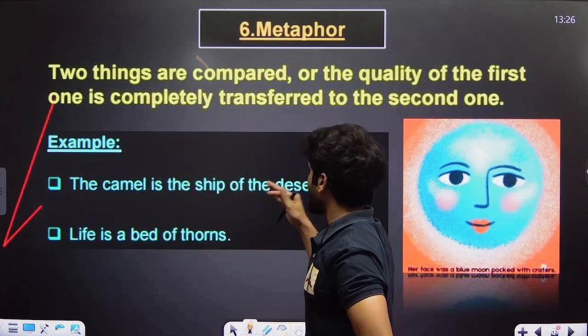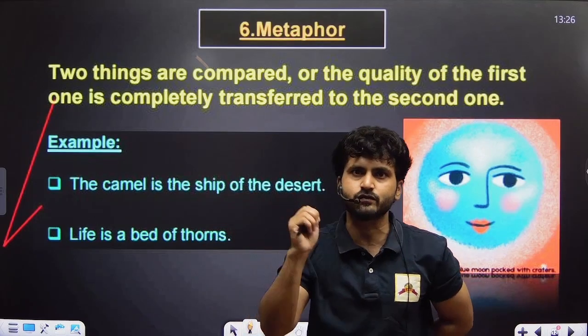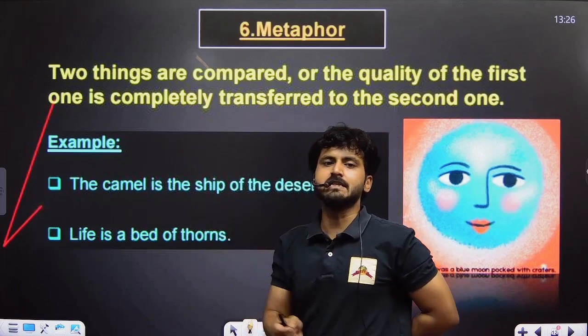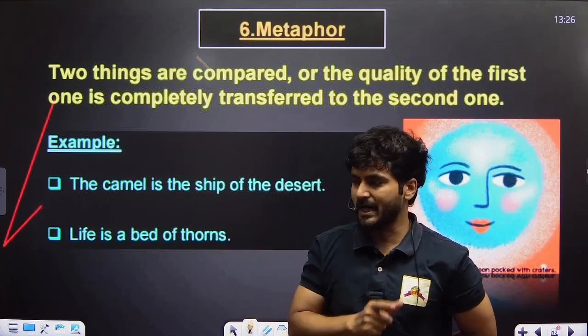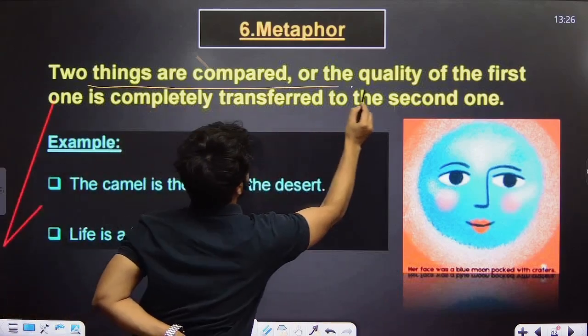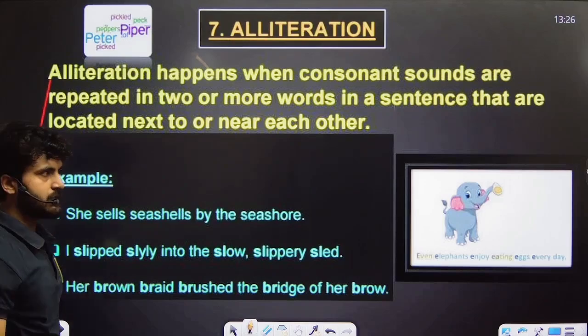The camel is the ship of the desert. That means it can move on the sand very swiftly, very smoothly. That is being conveyed here. That is metaphor. These all are indirect comparisons. Got it? In that case, you use metaphor.